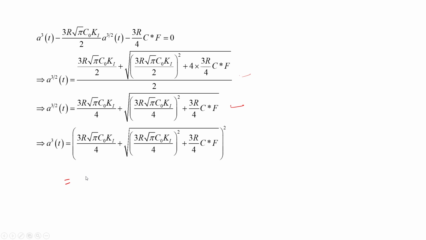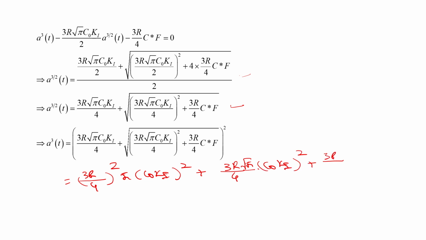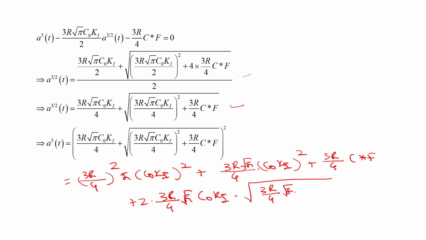So, let me just try to expand it. So, it will be 3r by 4 square root of pi, and here it is C0 k I square plus this is 3r by 4 C star f plus 2 into this is 3r by 4 square root of pi, and this is C0 into k I into the square root of whatever is there inside, the term C0 k I, and plus this is 3r by 4 C star into f.